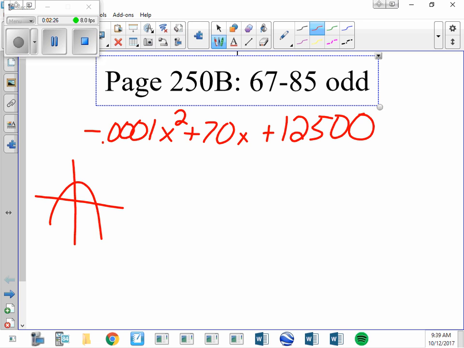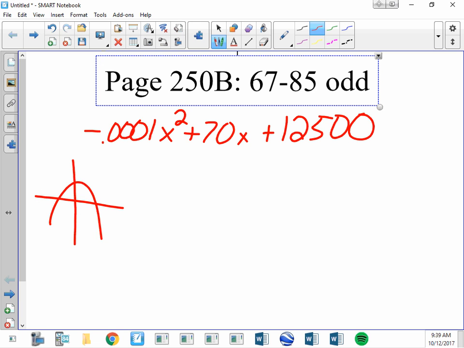So we start at $12,500 because that's the y-intercept. So right here is $12,500. So apparently, if you don't sell any accessories, then they made money, right? Which doesn't make a lot of sense to me, but whatever. So we need to graph this. Plug it into your y equals.